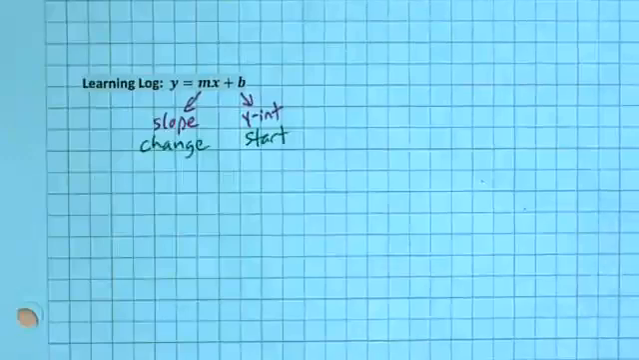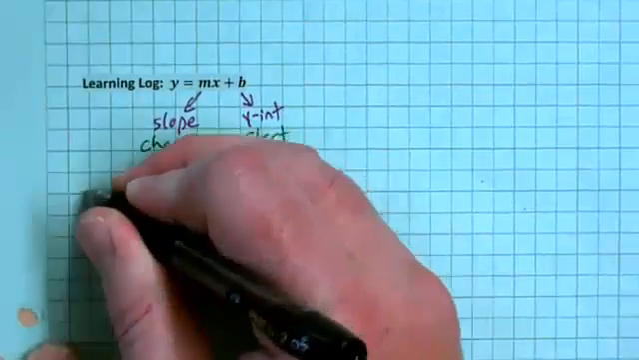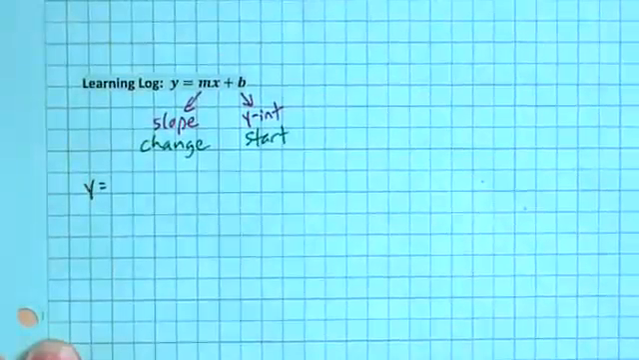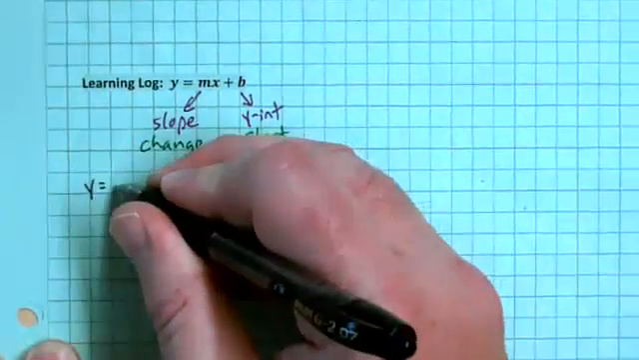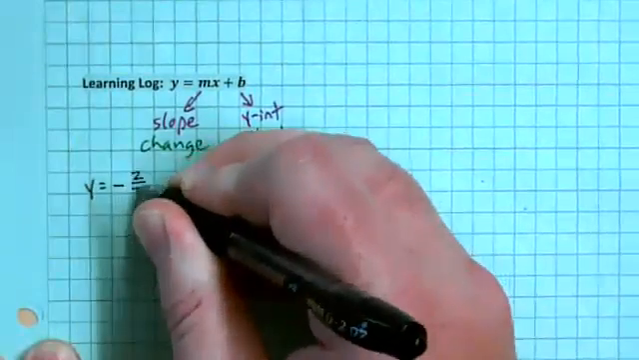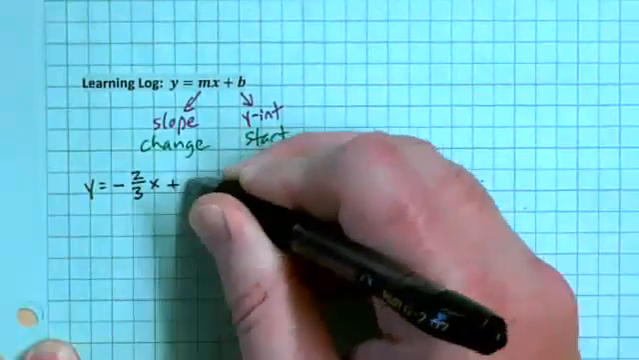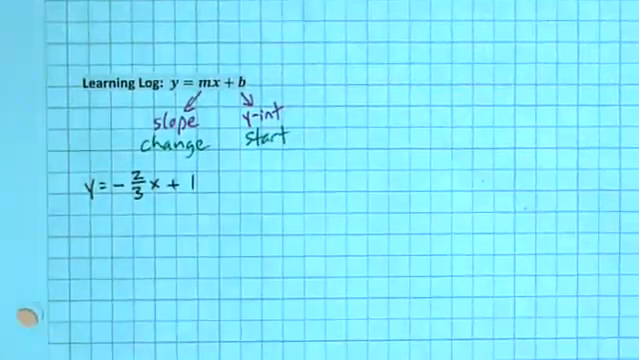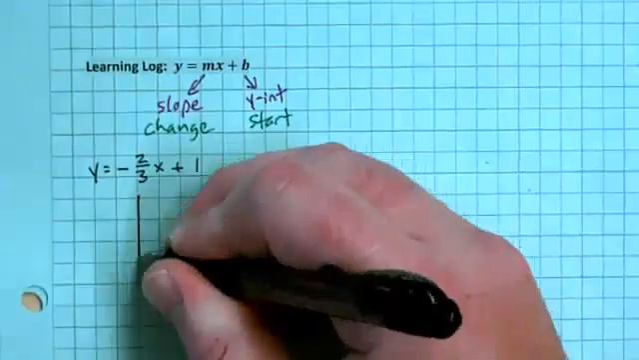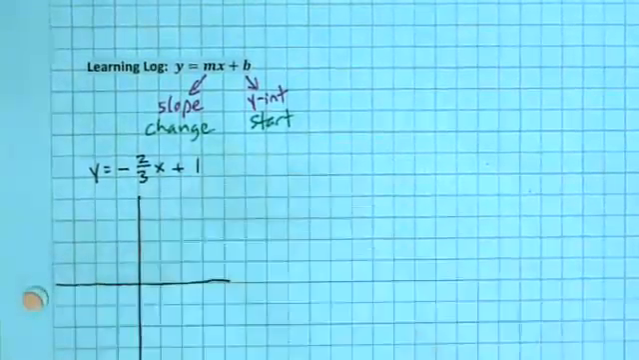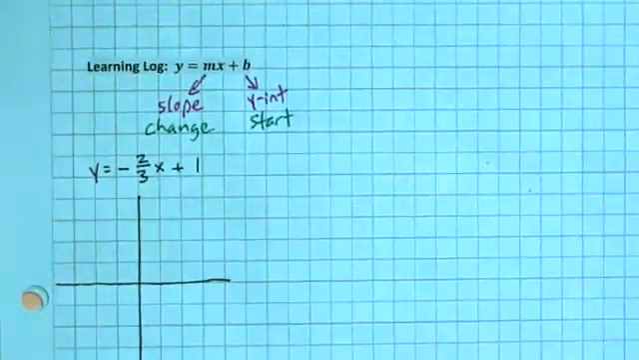All right, I think it's a good idea to do some examples in here. So I'm going to put an example on mine. You decide if you want to do that or not. I want to write an equation. We'll just make up something with some small numbers in it. Let's go y equals, I'm going to do a negative slope, -2/3x. Let's go +1. And I'm going to sketch this graph here.